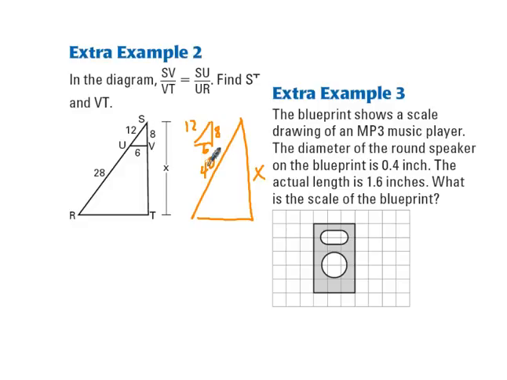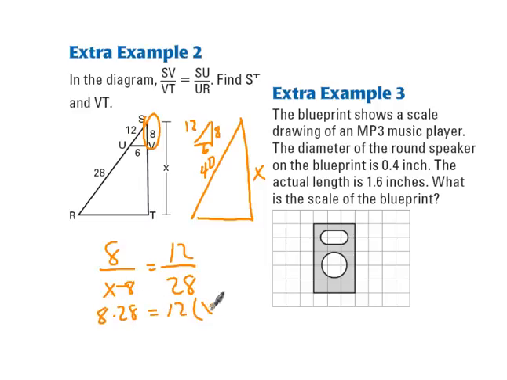So they said SV, which is 8, over VT, which is X minus 8, is going to equal SU, which is 12, over UR, which is 28. And we can go ahead and cross multiply and solve for this now. So we cross multiply, we get 8 times 28 is equal to 12 times X minus 8.